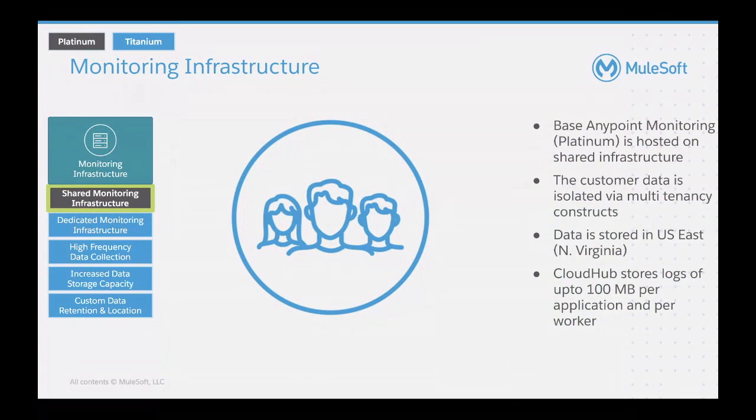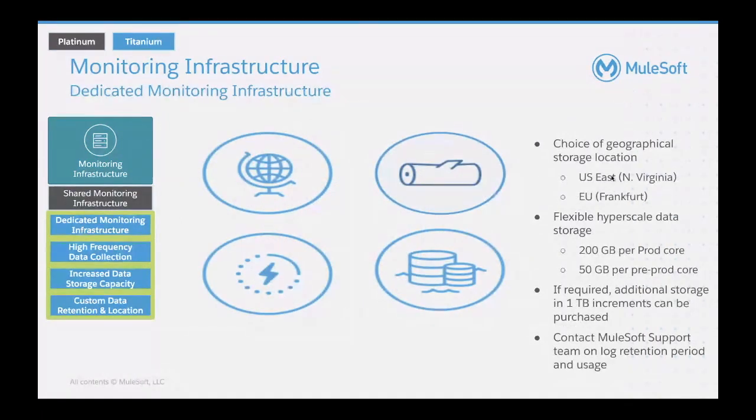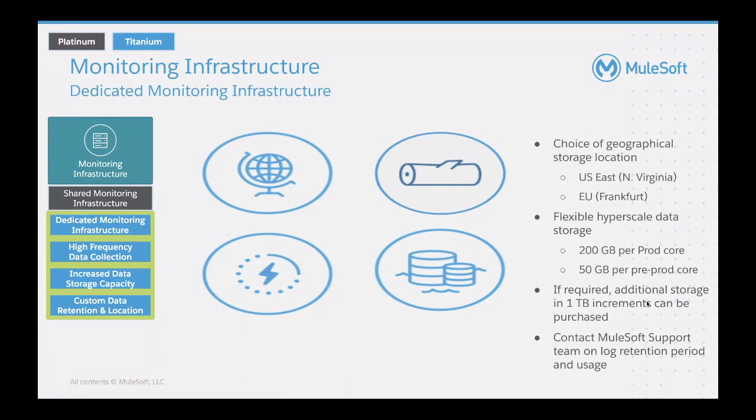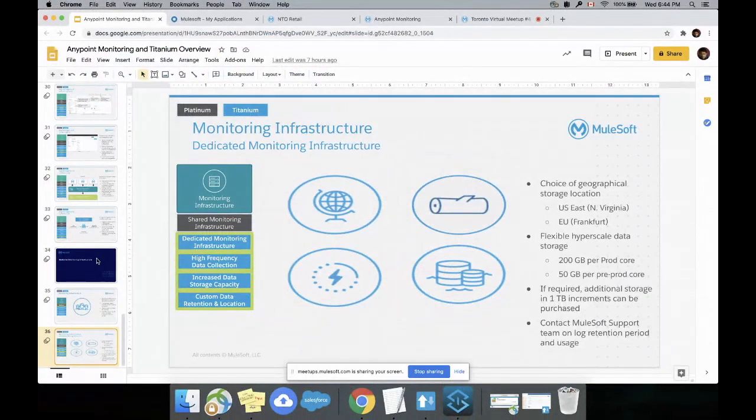And with regards to storage, like I told you, for Platinum, it's 100 MB per application per worker, and it is only in US East, Northern Virginia. You don't have the choice to change your geographic location. But for Titanium, you get 200 GB per prod core, and you have this choice of geographic location. You can also request more additional storage if you contact MuleSoft support. And you get much more capabilities in Titanium. I think that's all I had.